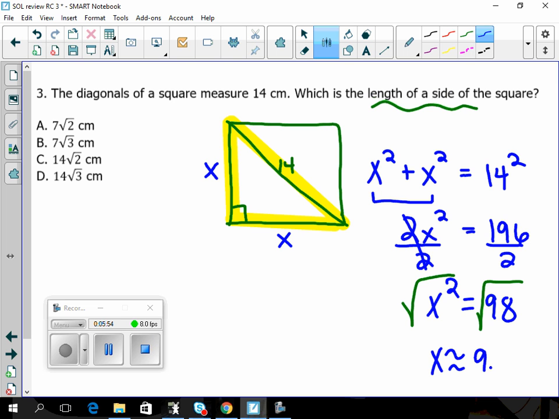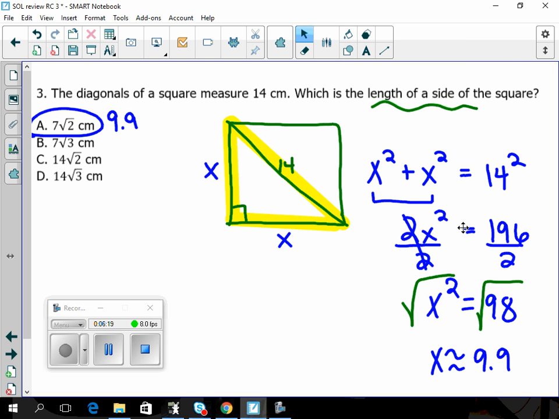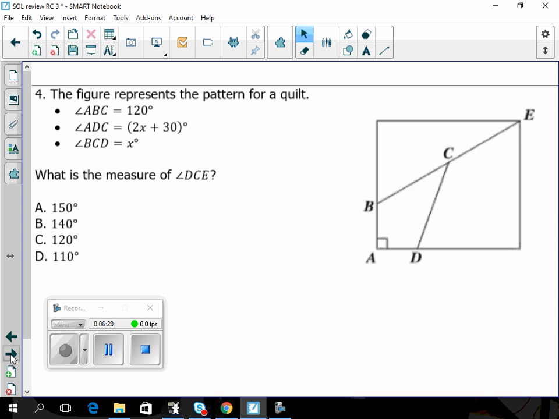Now, if I look at my answer choices, I don't see anything that says 9.9. So what I want you to do is check all of your answer choices and just plug them into your calculator. So I'm going to go ahead and type in 7 square roots of 2. Oh, that happens to be the first answer that we chose. But without the work shown, you didn't tell me enough that you knew how to solve this equation. So let's go ahead and go on to question number 4.